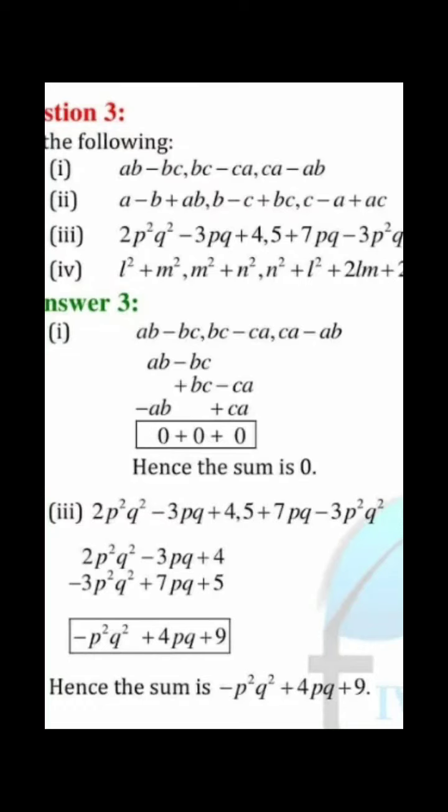Now in the second expression there remains one term, which is minus CA. So we cannot place it below AB or BC, because it is not a like term. It is not like AB or BC, it is totally different. So any unlike term we are going to place away from these like terms, as I have done over here. Then the third expression is CA minus AB.